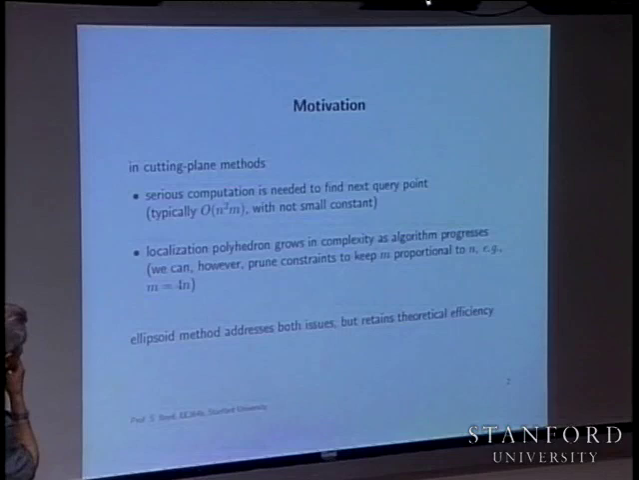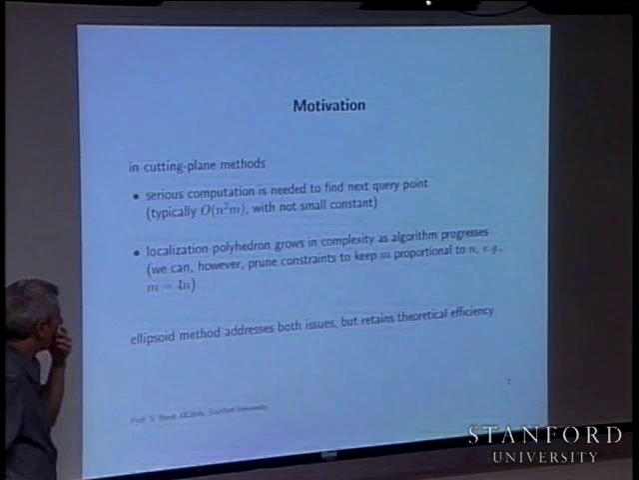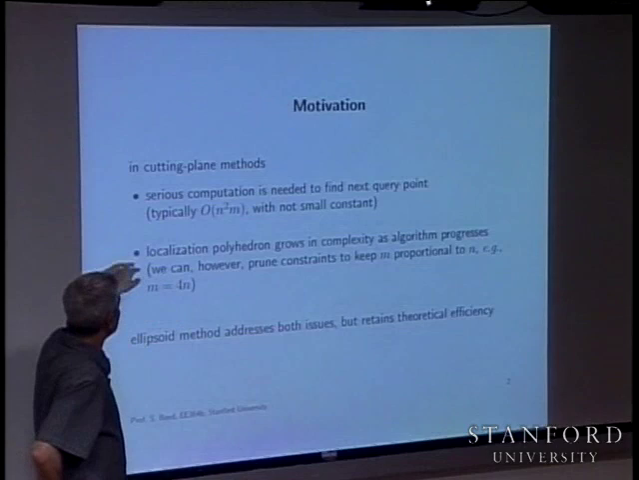Okay. We just talked about this at great length. The other issue is this: the localization polyhedron grows in complexity as the algorithm progresses. We already talked about that. Now, I have to say, if you keep it proportional to n, like this, then this second bullet is not a problem in practice.